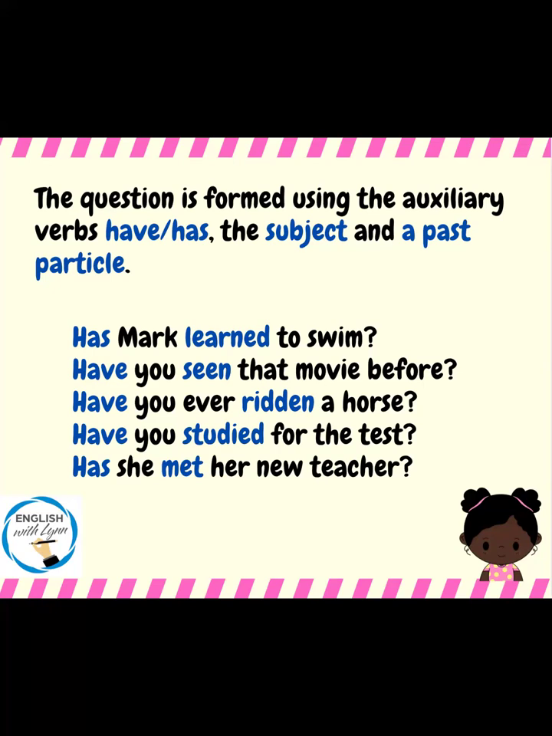So I hope you found it helpful to look at the structure of this tense.